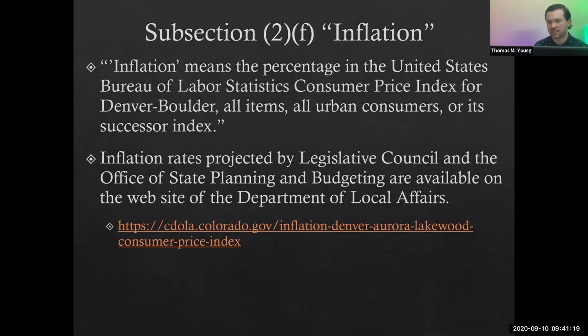Those numbers that they project for inflation are available on DOLA's website. I've included the link, and I might pull it up later to show you guys just so you know what it looks like. But I don't want to step on Cynthia's toes because she's also going to talk about that a little bit. But the inflation number is a number that the entity can pick from any of these sources. And so there could be some strategy later on when we're looking at what values we're filling in on the form to come up with the limits, which number we pick, because they're not always the same, and either the federal or the Legislative Council or OSPB might have higher or lower numbers.